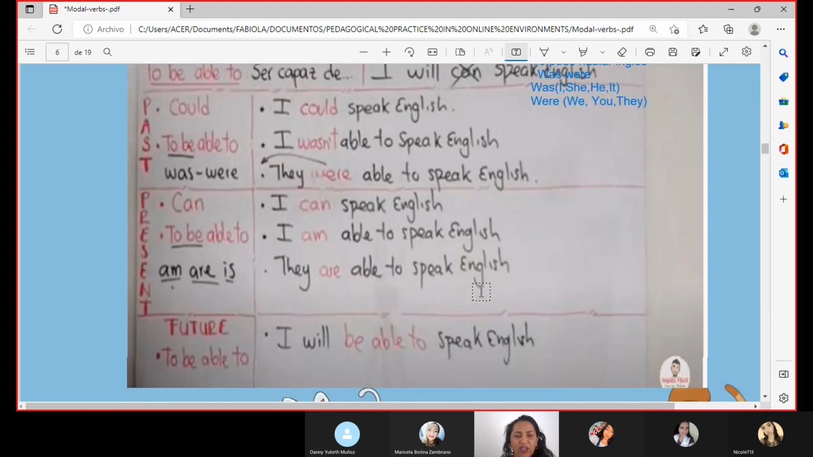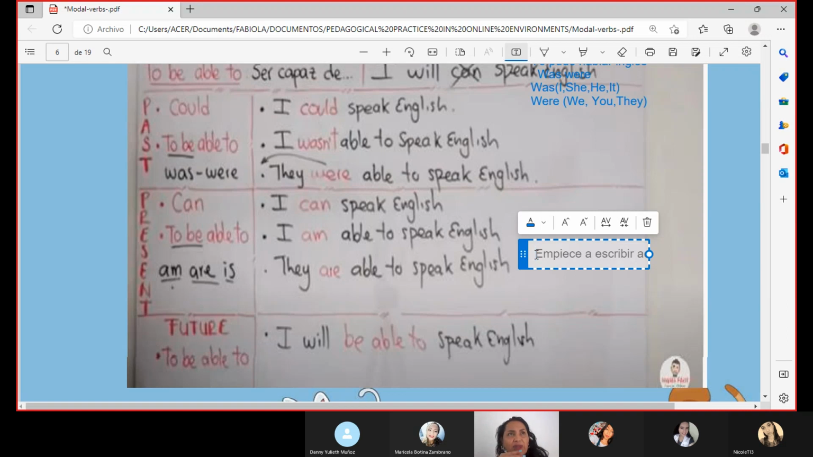But in the future, you use this to be able to, because this modal verb is so common. It's the future of can. To be able to. For example, I will be able to speak English. Give me another example, please. In this part, you can give me an example about could, can, or to be able to, like you want. You can choose a specific time, maybe past, maybe present, or maybe future. Give me an example, please.